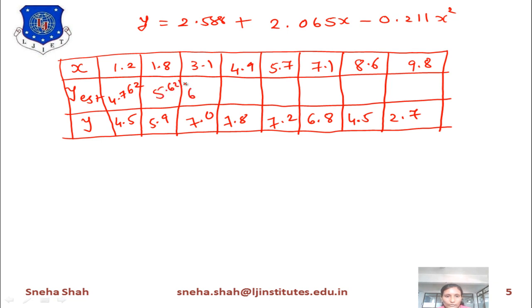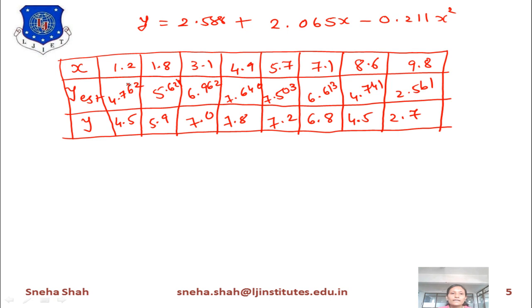Likewise, we will find this for all the values of x, and it will give you the answers 5.621, 6.962, 7.640, 7.503, 6.613, 4.741 and 2.561, which are nearly equal to the given values of y, right?